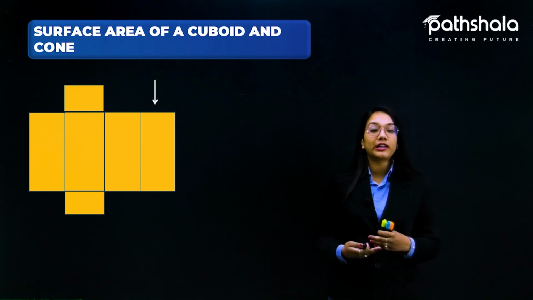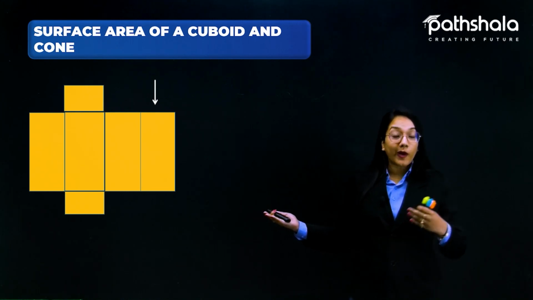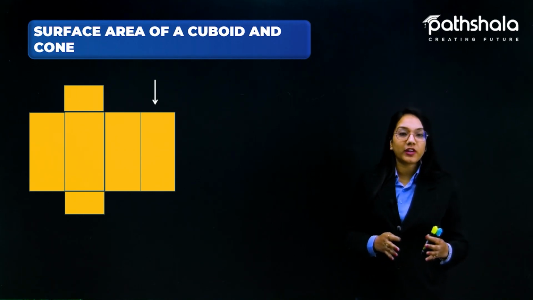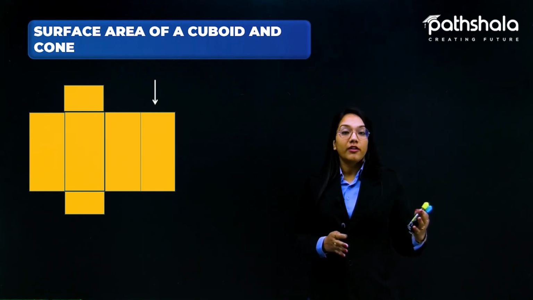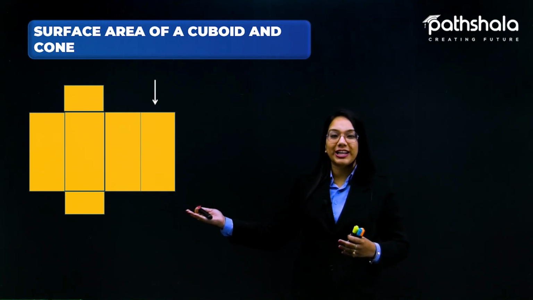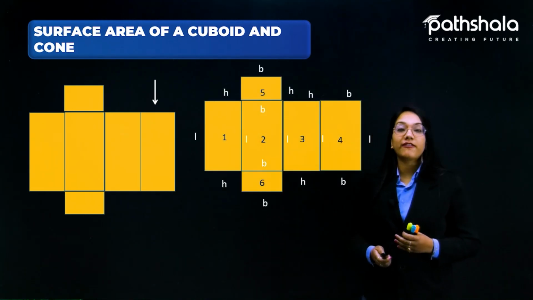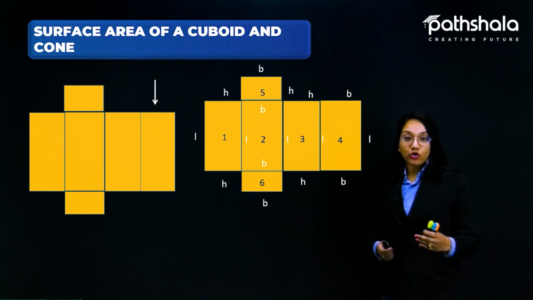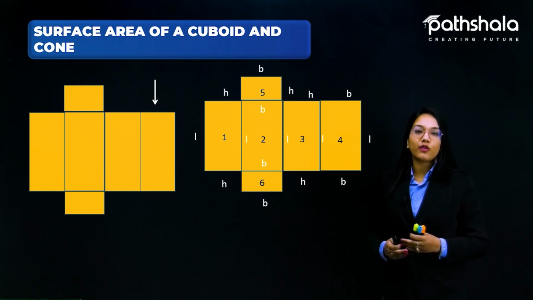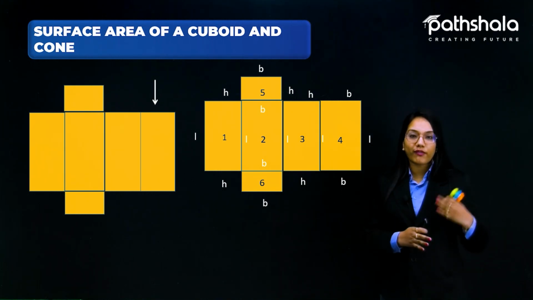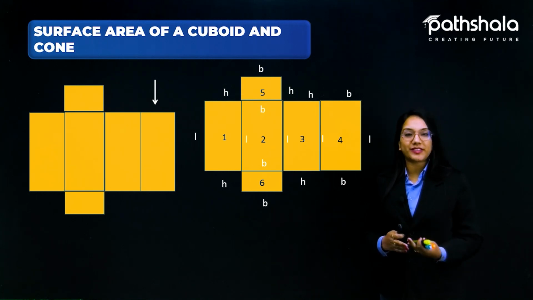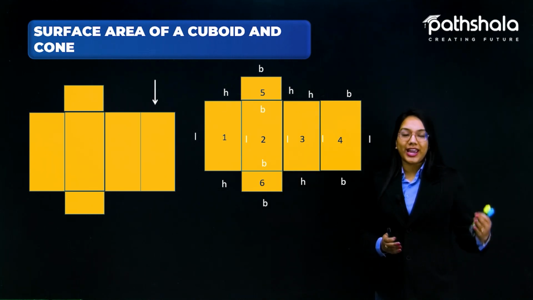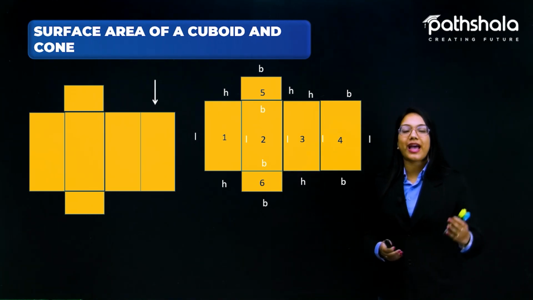As you can see, if this is a cuboid, a box in the shape of a cuboid, and I open all the faces of the cuboid, I get such a figure. Now, if I give the dimensions as L, B and H, first of all it has 6 faces. The faces are marked 1, 2, 3, 4, 5, 6, and all of them have specific dimensions: this is the length, this is the breadth, this is the height. So L, B, H represent the length, the breadth and the height.